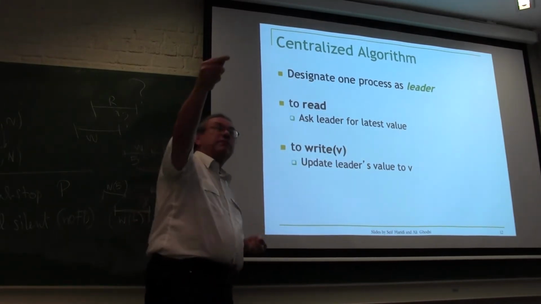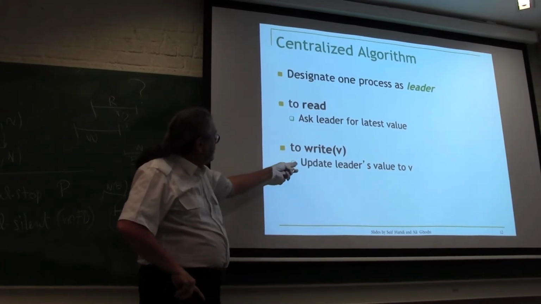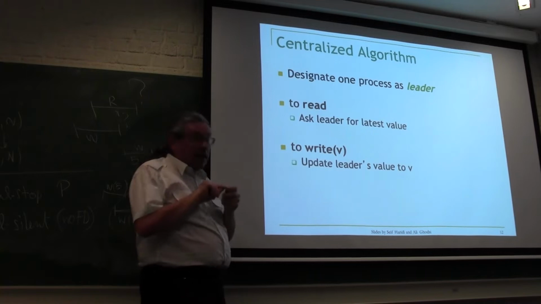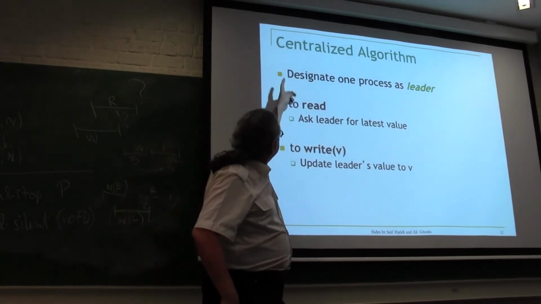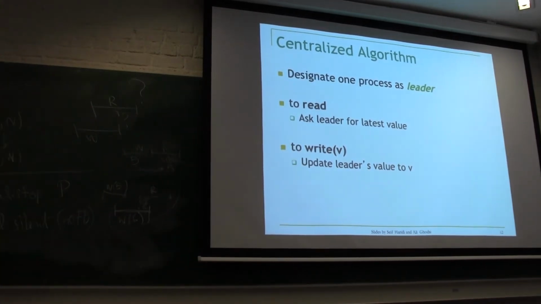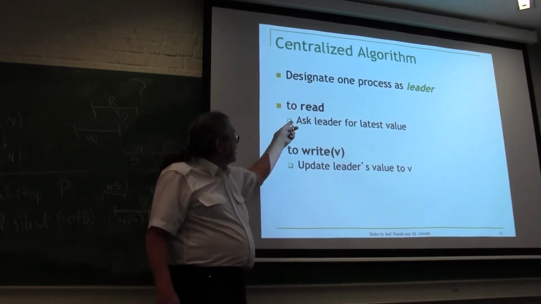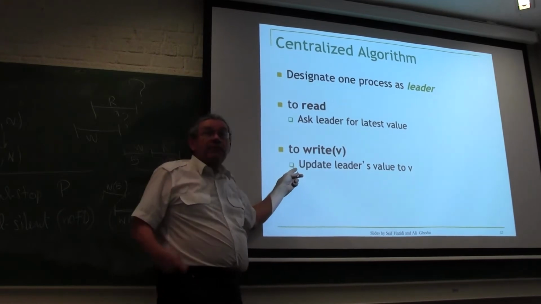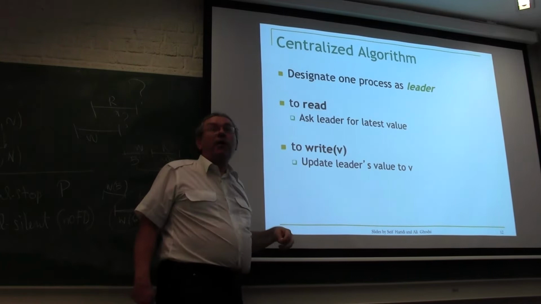So basically, I send a message to the reader and I ask what is the value. And to write, I send a new value to the reader. Okay? So in this centralized algorithm, I have one process only, storing the value. And in order to read the value, I send a message asking for it. And in order to write, I send a message asking to update. So it's a little bit like client-server.